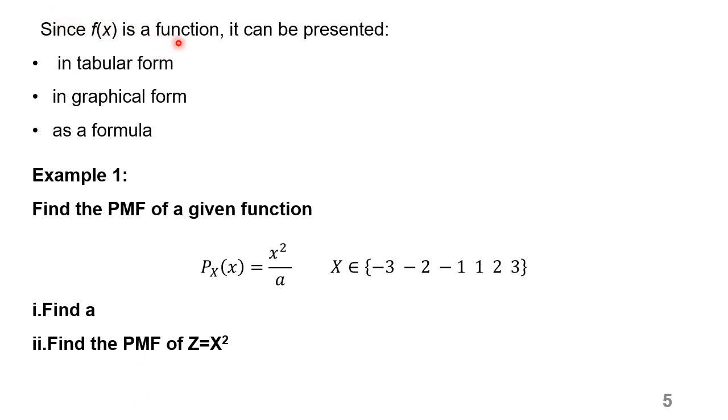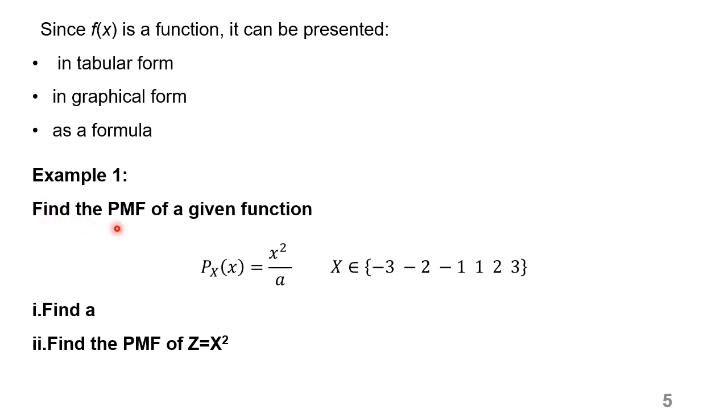Since f of x is a function, it can be represented in three forms. First one is the tabular form, second one is the graphical form, and third is in the form of a formula. Let us try to calculate the PMF of the given function using one or two examples. Let us take the first example.